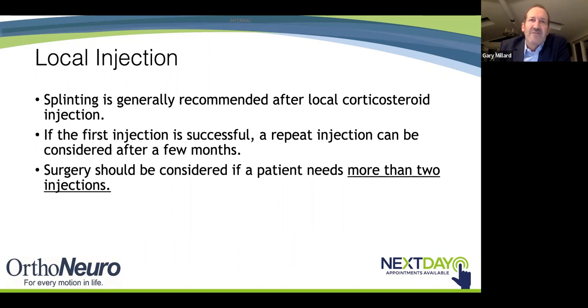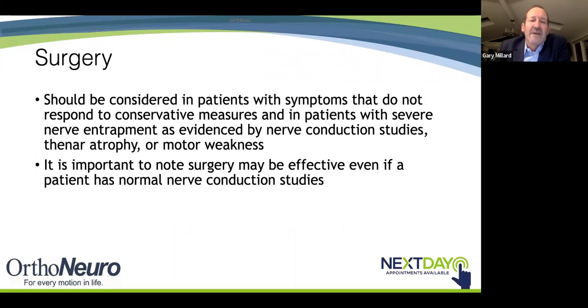If the first injection is successful for an extended period of time, and I'd say more than a week or 2 weeks, then usually we'll look at doing another injection. If the injection does not improve the patient's symptoms for more than a week, or if we do 2 injections and the patient still has symptoms, then we start talking about surgical intervention. So again, the surgery is for patients that have failed to respond to conservative measures or in patients with significant nerve entrapment. And that's something that is, again, confirmed on those nerve conduction studies.